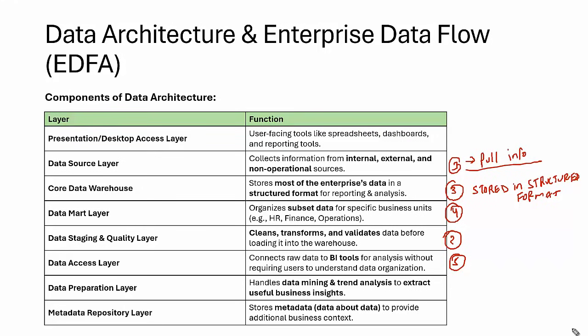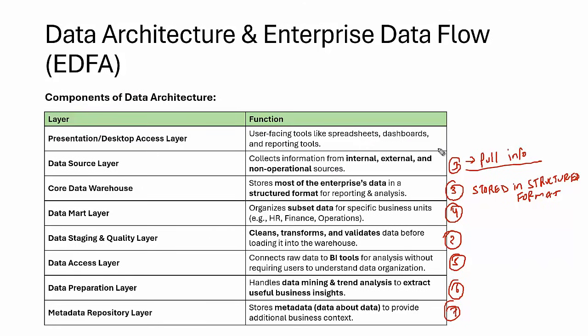Then sixth is basically called the data preparation layer. This layer performs data mining and trend analysis. For example, Amazon detected a wireless earbud sales spike before Christmas. So this layer performs data mining and trend analysis to identify useful business insights. And then we have the seventh, which is the metadata repository. This stores metadata such as definitions, relationships, and so on. For example, metadata describes order date. It helps in understanding how data is processed and used.